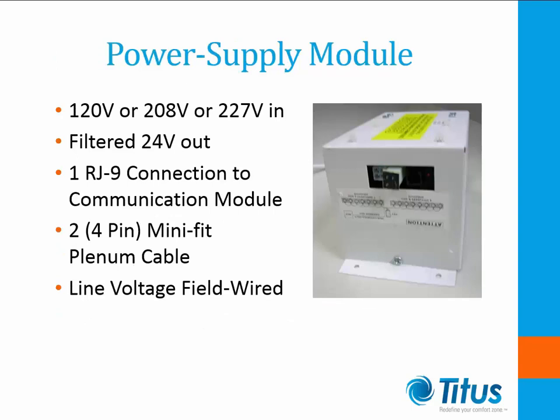Power supply modules are available in 3 different voltages and supply the low voltage control power to the system components. Again, distinctive connections simplify system assembly. The cable to the master communications module is an RJ9 style cable to keep it distinct from the communications between the wiring interface box and the wall sensor. The power to the wiring interface boxes uses the 4-pin mini-fit connector. 2 connections can power up to 15 devices total.